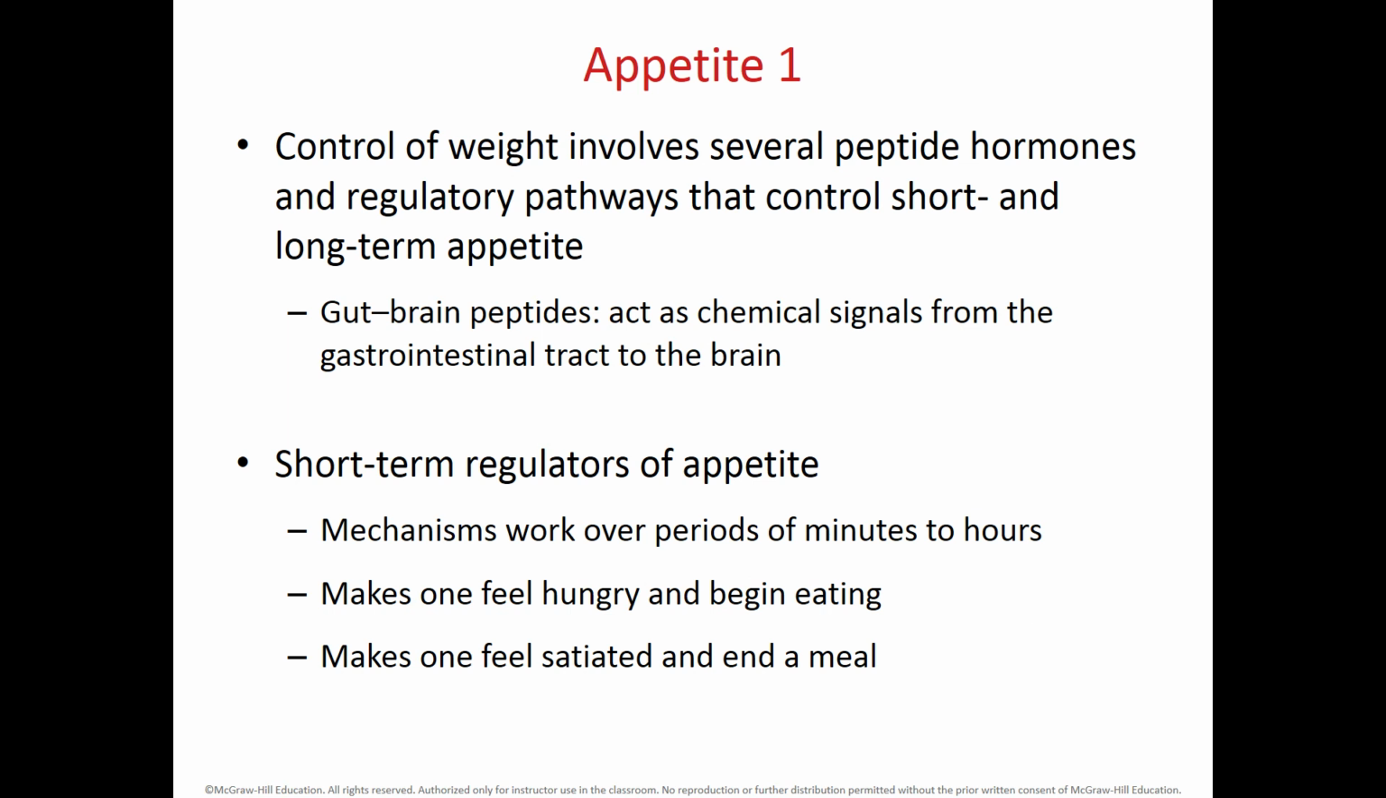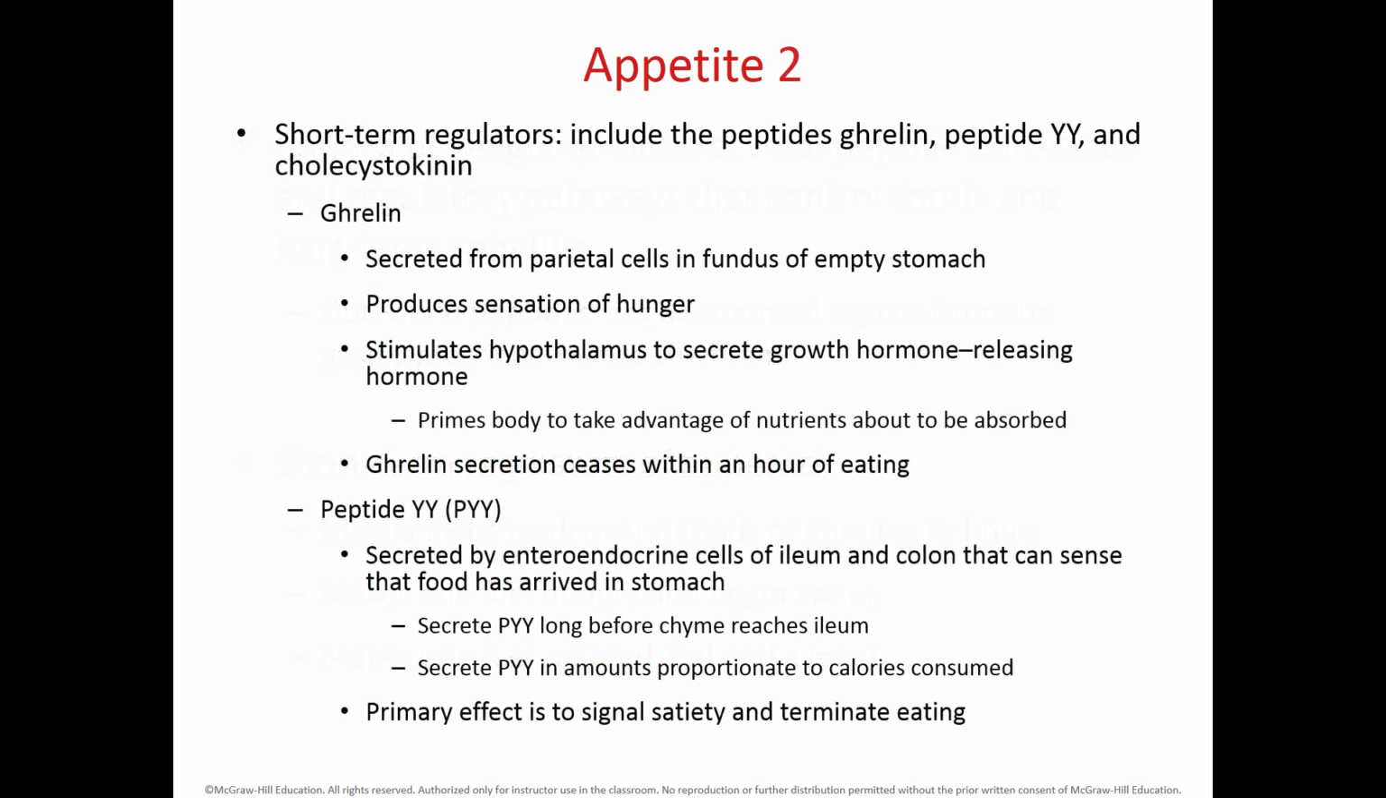Now, our appetite is controlled by different hormones. So we have something that we call the gut-brain peptides that send a signal to the brain, and some of these act as short-term regulators of appetite, which makes one feel hungry and then you start eating, or make one feel satisfied and you stop eating. And these are regulators of appetite that work over a period of minutes to 2 hours. So what are some of these hormones? Will be ghrelin, peptide YY, and cholecystokinin.